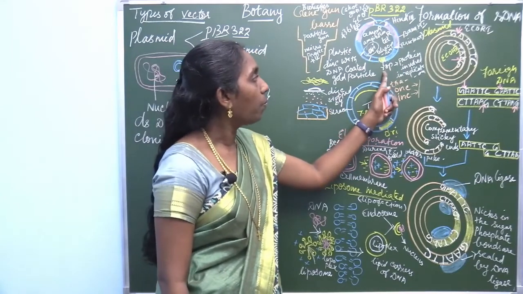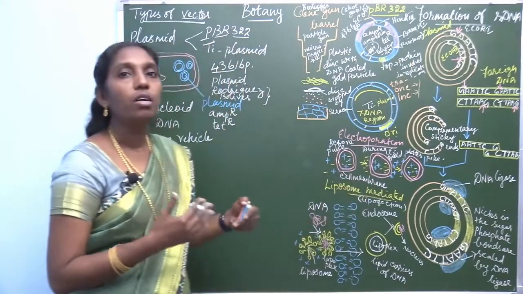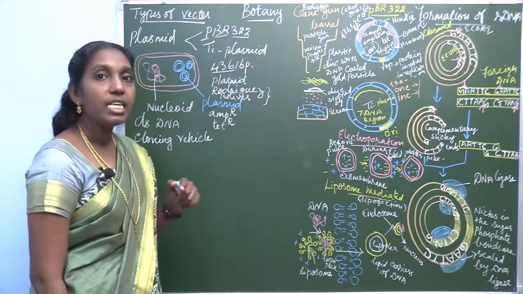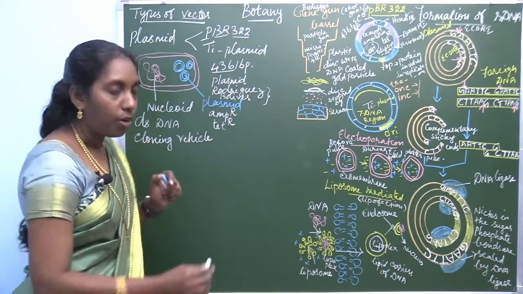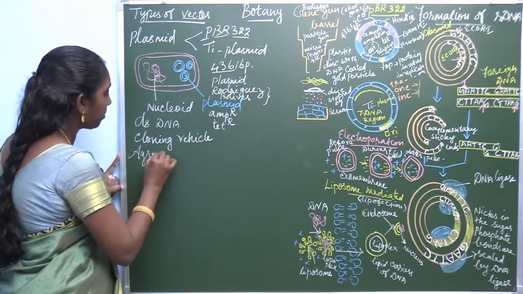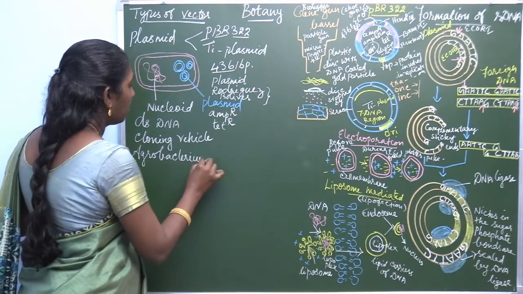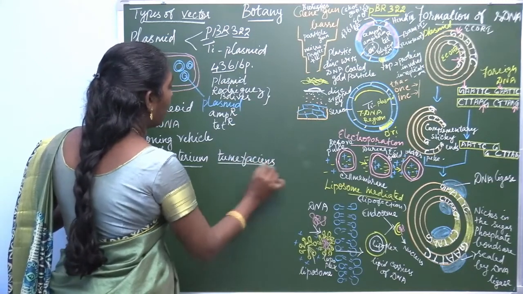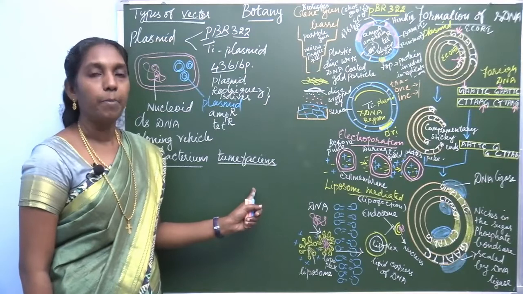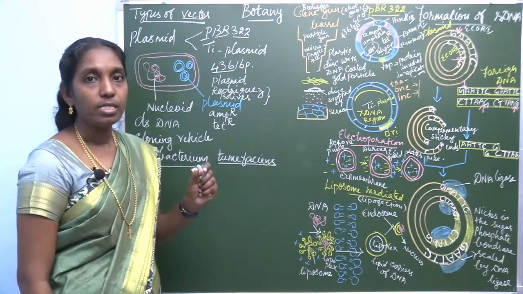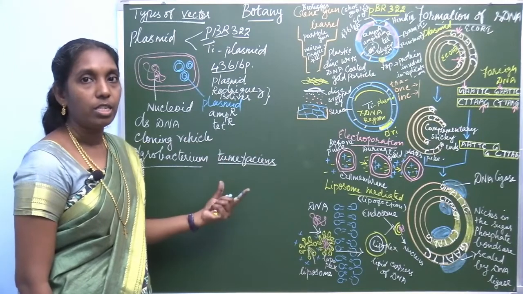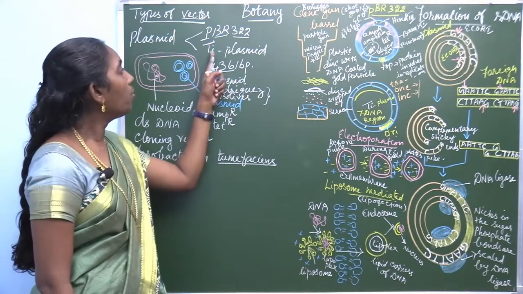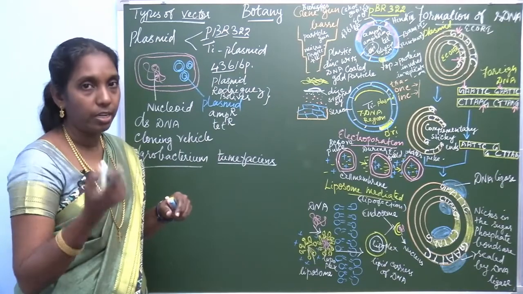Then ROP, which codes for the protein involved in replication. Another plasmid is the TI plasmid. This plasmid is found in Agrobacterium tumefaciens. Agrobacterium tumefaciens is the bacteria which induces crown gall disease, inducing tumors in most dicot plants. So this TI plasmid is the tumor inducing plasmid.